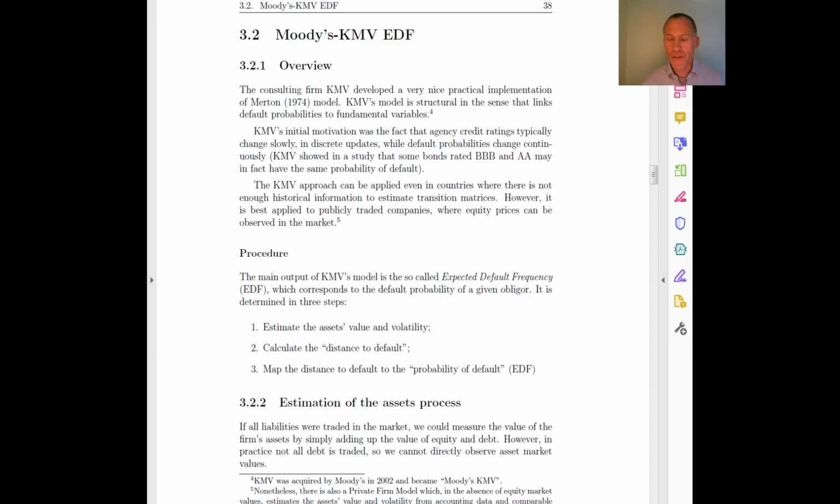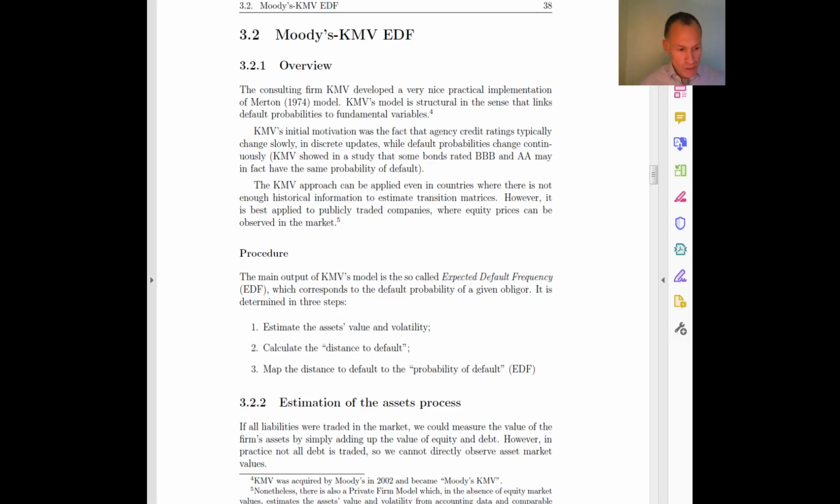Hello, in this video we are going to talk about Moody's KMV EDF. This is one of the most spectacular models in credit risk. It shows how the very simple stylized model of Merton can be modified to fit reality, so applied to real firms, and output probabilities of default that work very well.